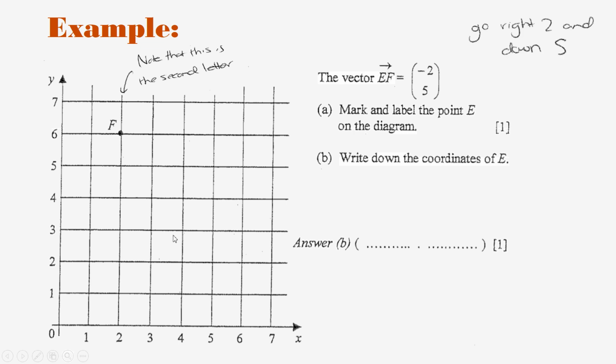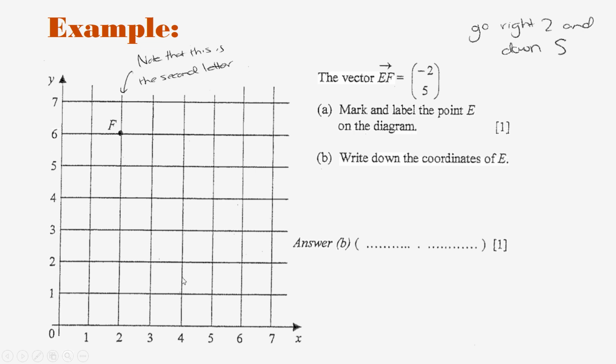So you do the negation of this. So you could write FE, vector FE is 2, -5. I've just written the instruction: instead of going left by 2, you'd go right by 2 and down by 5. Because the negation going from F to E would be +2, -5. So go right by 2 and down by 5. They don't want you to draw the vector again, they just want you to mark in the point E. So go right by 2, down by 5.